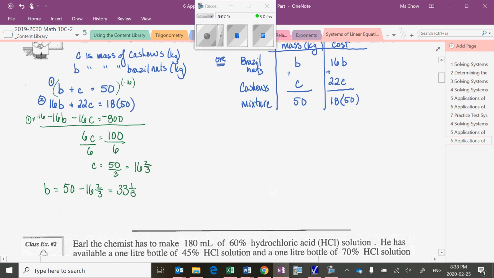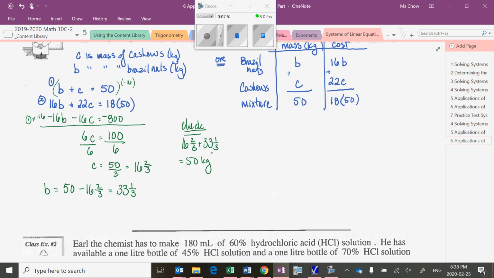So again, to check things out, we are going to make sure that our total mass is 50 kilograms. So 16 and 2/3 plus 33 and 1/3 is 50 kilograms. So that first check works. So I'll just write that. So our check: 16 and 2/3 plus 33 and 1/3 is equal to 50 kilograms.